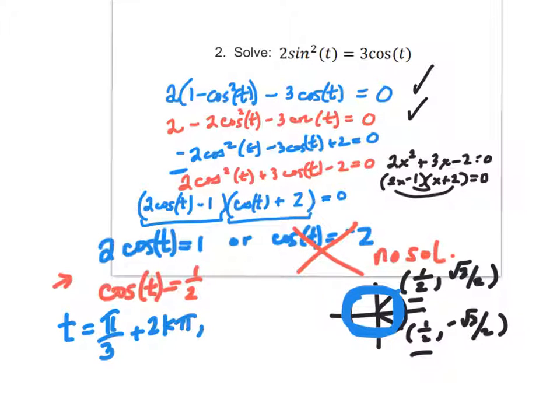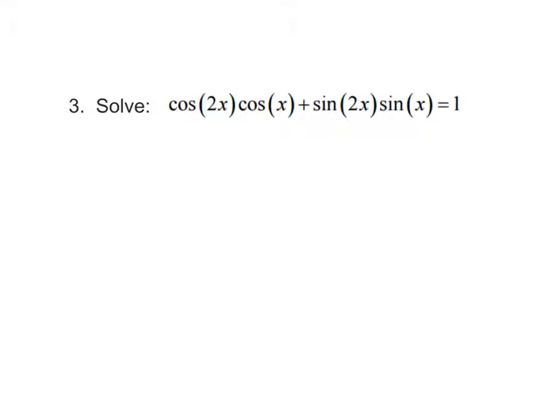And the other one that we want to consider, well, down here in the fourth quadrant, that one is going to be, if we are remembering how to work with our reference angles, if we don't have our unit circle handy, we know that it's basically going to be 2 pi minus pi over 3, and that's going to leave us with 5 pi over 3 plus 2k pi.